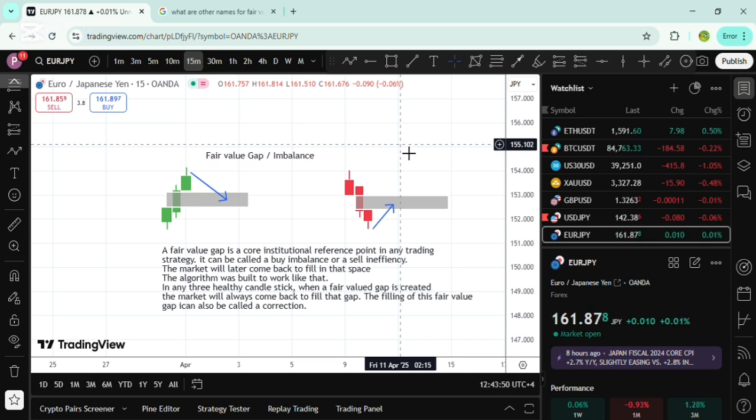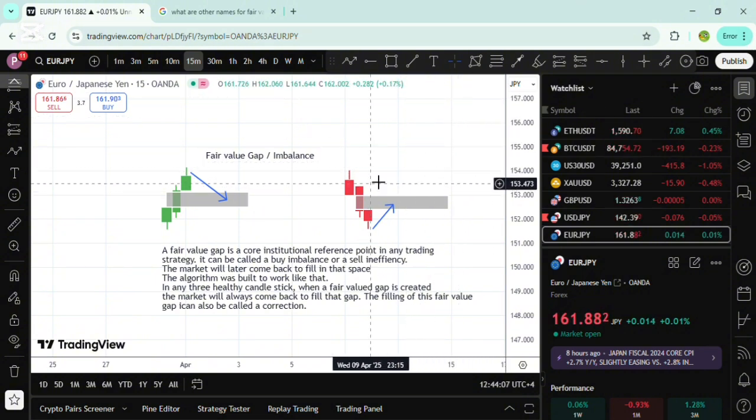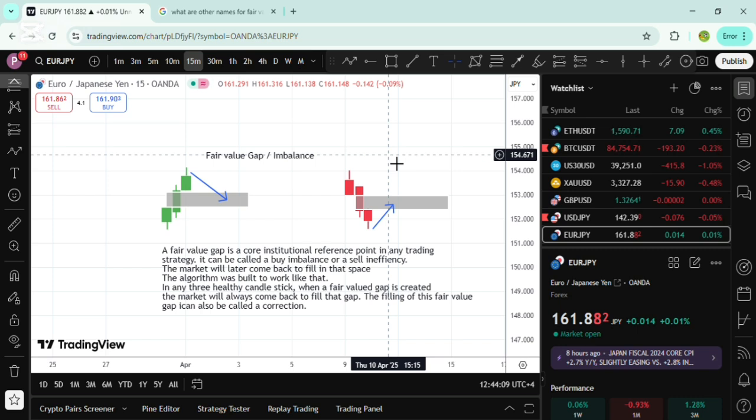So the algorithm was built to work like that, and in any three healthy candlesticks, when a fair value gap is created, the market will always come back to fill the gap. The filling of the gap can also be called a correction. You see, that's what I said. The filling of the gap can also be called a correction. So whenever there's a fair value gap, there's always a correction, either from the downside on the bearish or from the upside on the bullish. So that's typically how to date a fair value gap in the forex market.